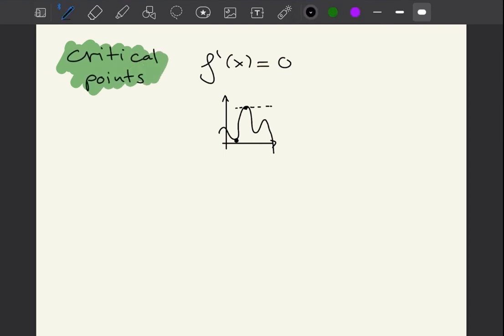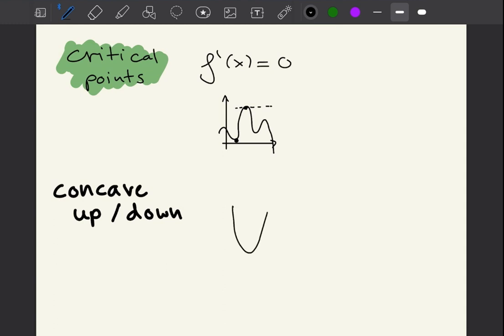And the second concept you have to be familiar with is functions that are concave up or concave down, and how to identify whether the section that you're looking at is concave up or down. So basically, concave up is when your function goes like this. It opens up to the top, right? It opens up upwards. And concave down is when your function does something like this, and it opens up downwards.